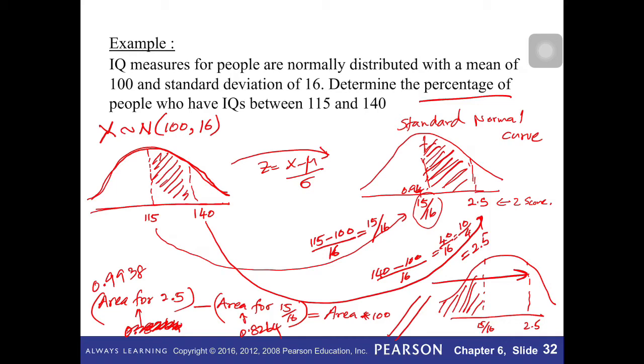How do you find the area? You have 0.9938 minus 0.8264. It is 0.1674. Okay, this is not the answer.